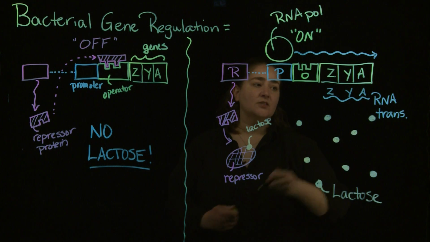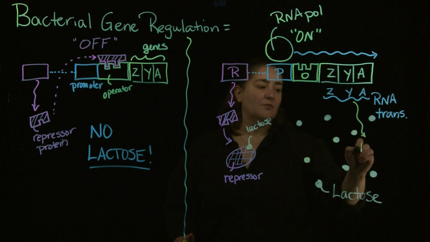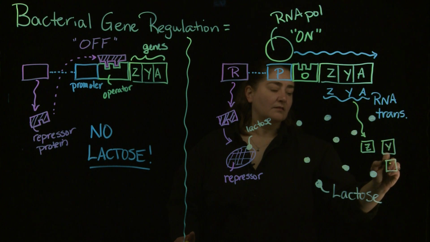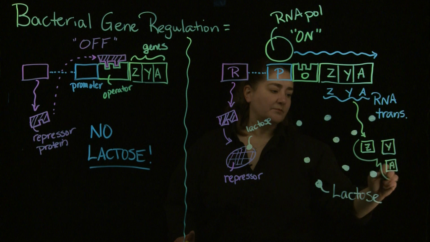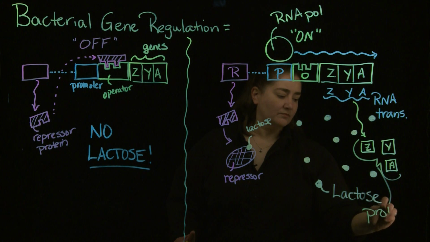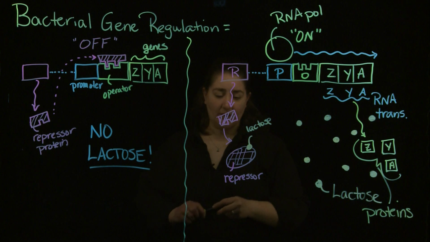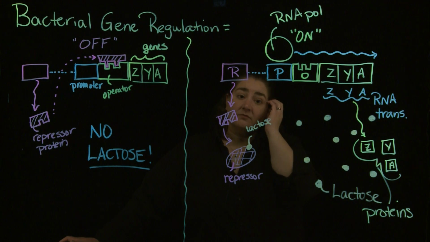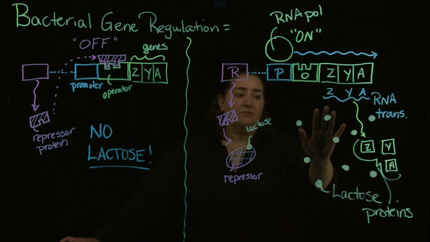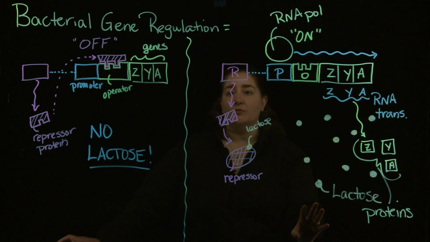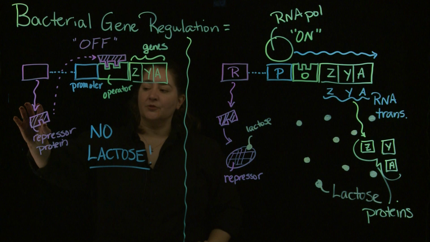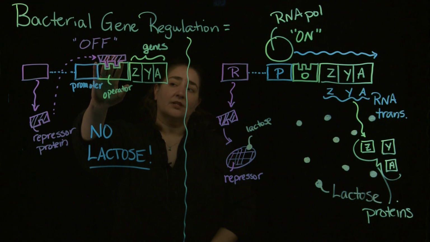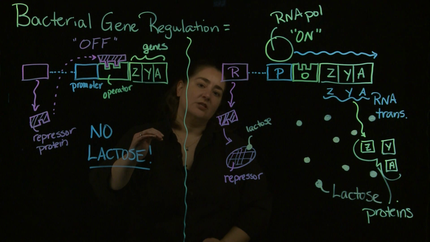Once we've got the RNA transcript, our ribosome can come along and make our proteins, all right? So now we've got the 3 proteins made that are going to work on breaking down lactose, all right? The beauty of this system, when lactose levels get low, there's no longer lactose available to bind to the repressor protein. That repressor protein will be made, now can sit back down on the operator, can shut off transcription of those genes, all right?